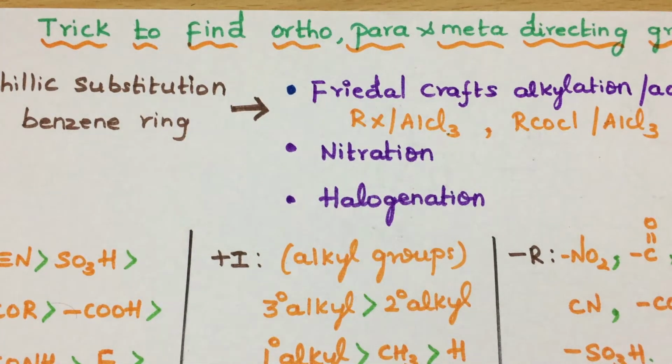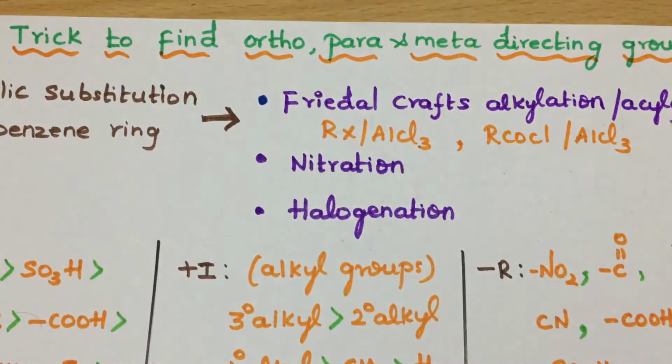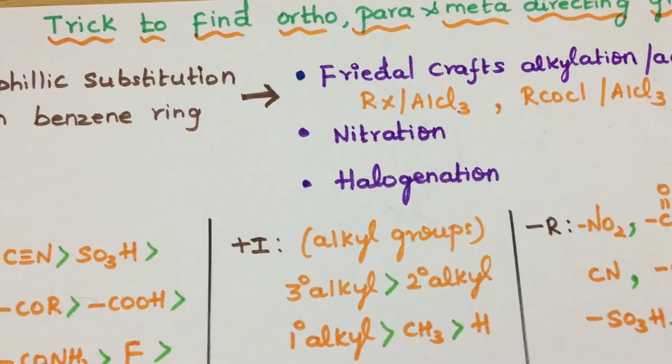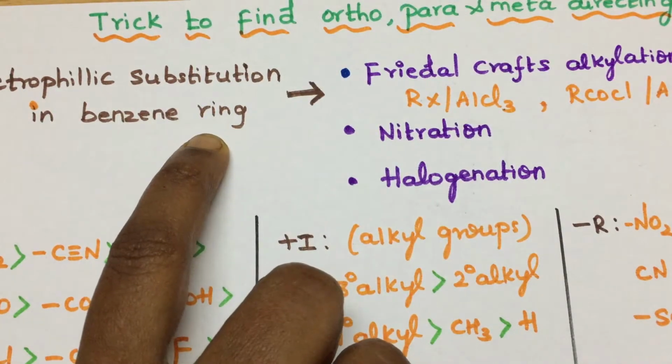Students, in today's class what I'm going to teach is a trick to find the ortho, para and meta directing groups. Okay, this will be very useful in finding out the electrophilic substitution in the benzene ring. What are the electrophilic substitutions?